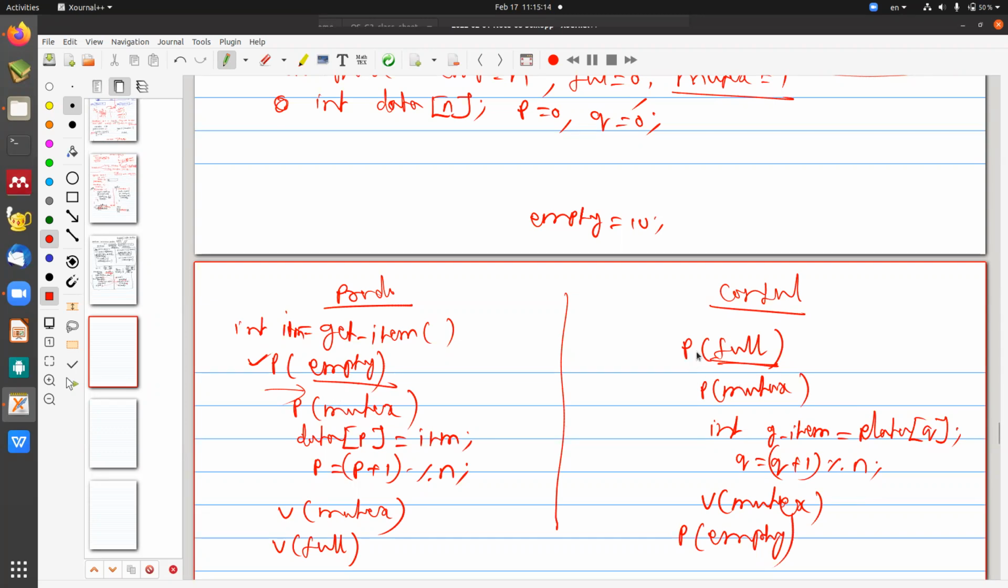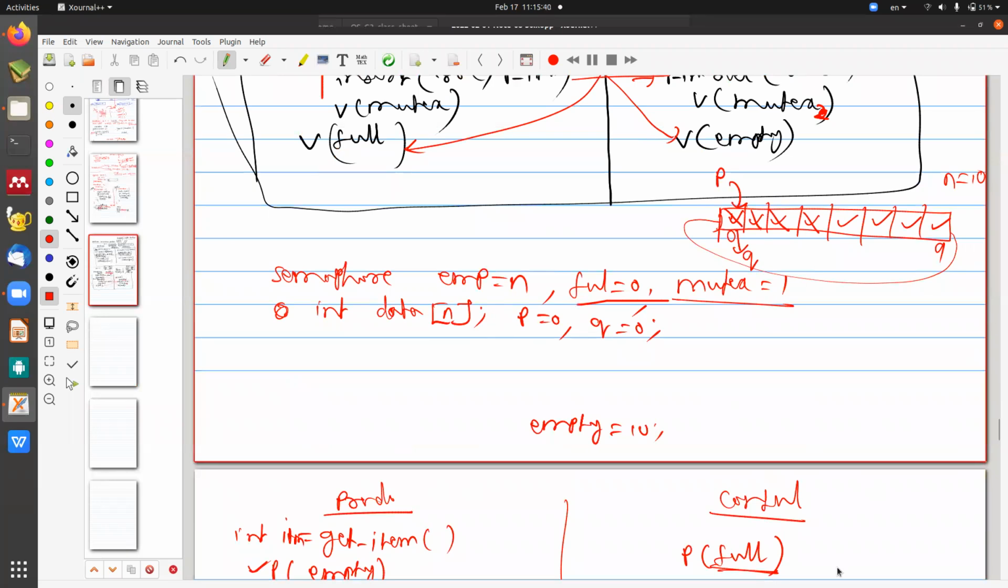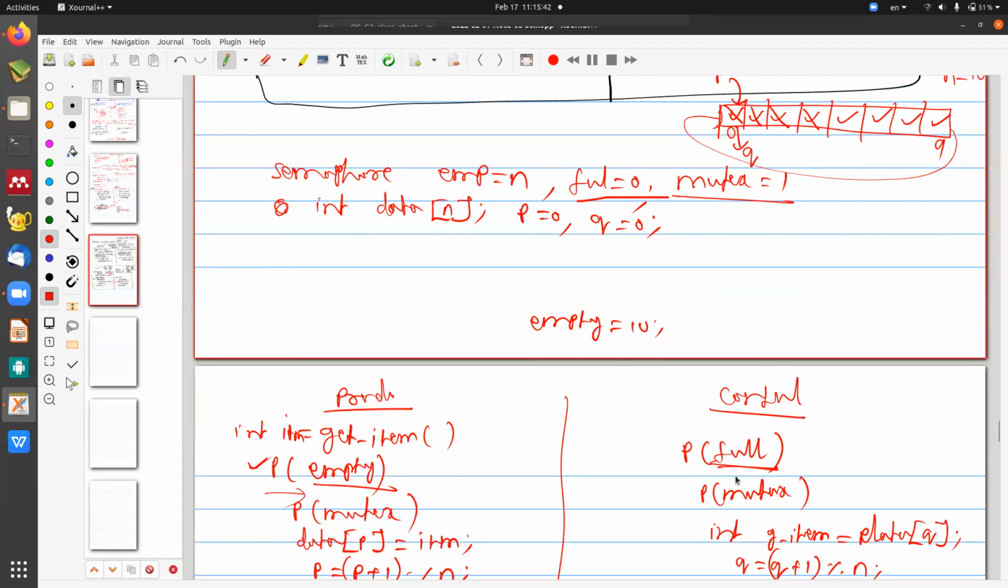In the same manner here also, since full is initially 0, you cannot enter. The moment the producer produces the item and comes out, he does V of full. Gradually full increases as items are produced and kept inside the rack. Once full is increasing, the consumer can enter here because you have written P of full. But at the very beginning, full is 0. Nobody can enter this area if the producer has not entered.